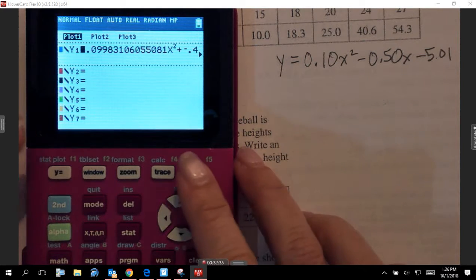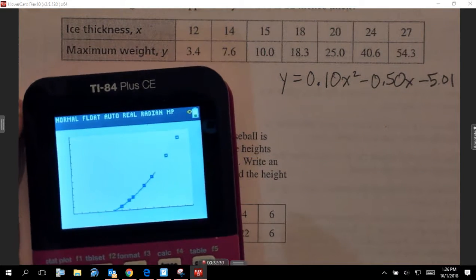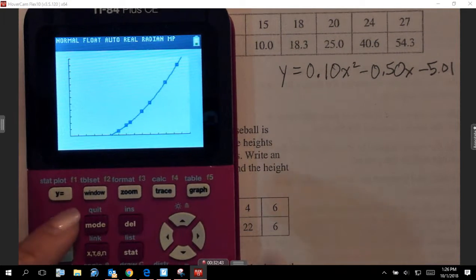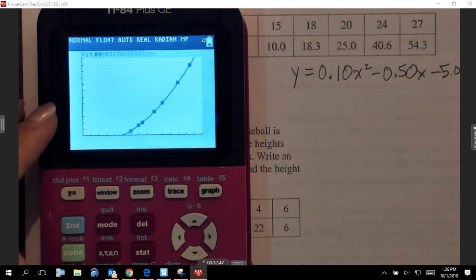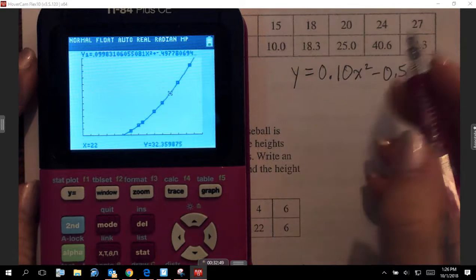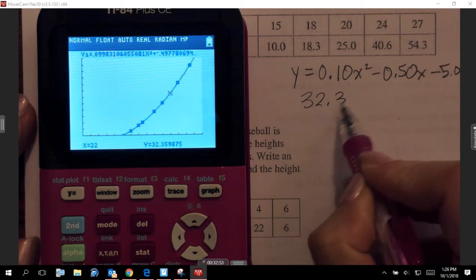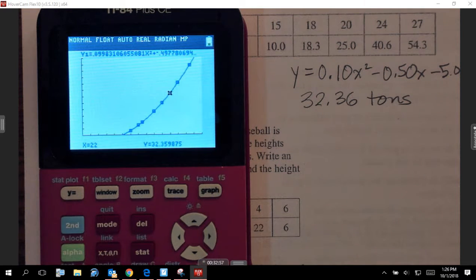So this is asking for us to say how much weight can be supported by the ice that is 22 inches thick. So I'm going to go to second trace value, type in 22, and it gives me an answer of 32.36 tons. That's how much can be supported by 22 inches thick ice.